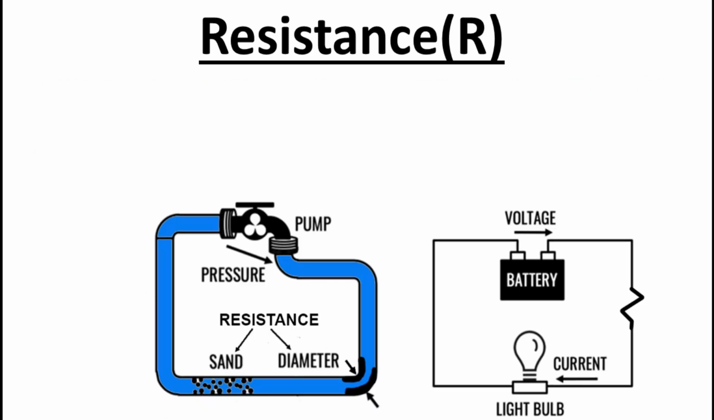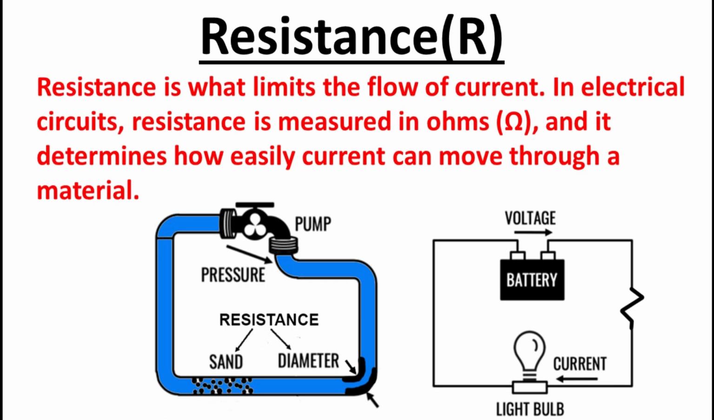The third piece of the puzzle is resistance. Resistance is what limits the flow of current. It's like having a narrow section in your water pipe, making it harder for water to pass through, or friction that slows down the water flow. In electrical circuits, resistance is measured in ohms, and it determines how easily current can move through a material. High resistance means less current flow, and low resistance allows more current to pass through for a constant voltage.